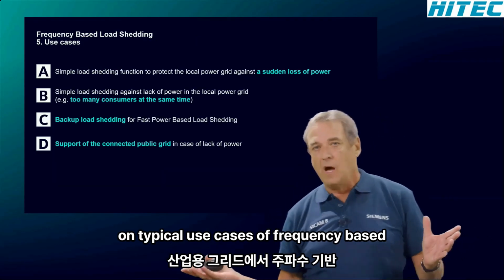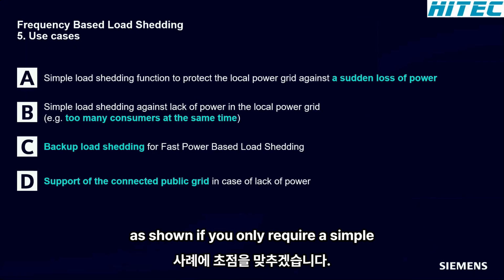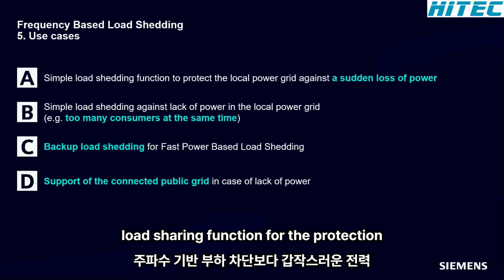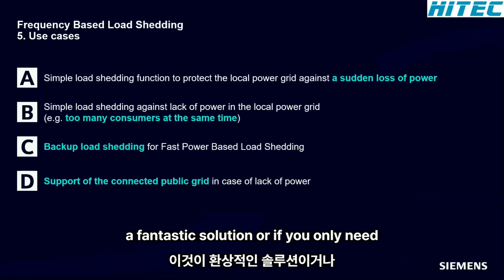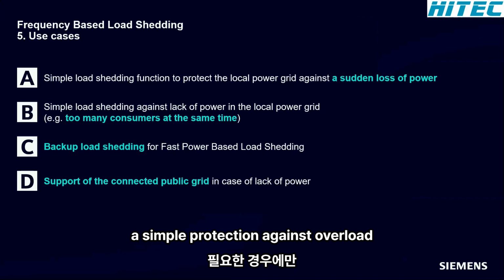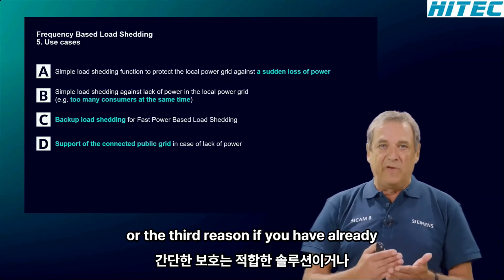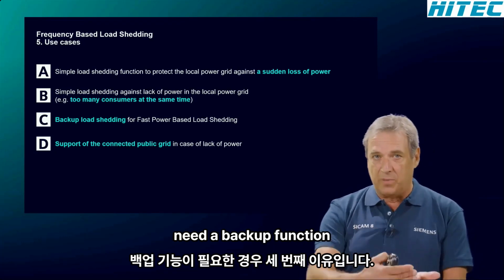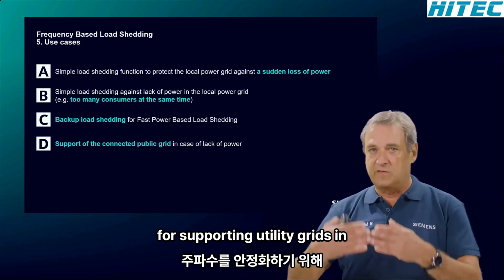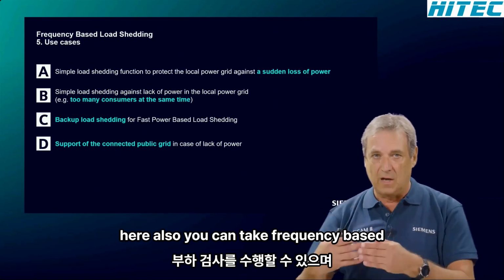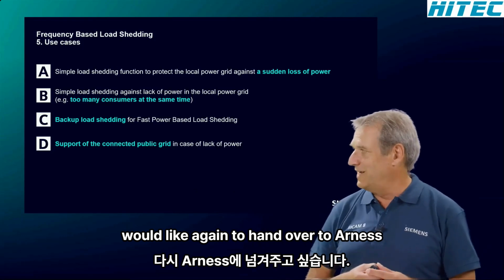Let's focus now on typical use cases of frequency-based load shedding in industrial grids. As shown, if you only require a simple load shedding function for the protection against the sudden loss of power, then frequency-based load shedding is a fantastic solution. Or if you only need a simple protection against overload caused by too many consumers, then it's also a suitable solution. Or the third reason, if you have already another load shedding solution and you need a backup function, take frequency-based load shedding. And finally, for supporting utility grids in stabilizing the frequency in certain cases, here also you can take frequency-based load shedding. And with this statement, I would like again to hand over to Anis.